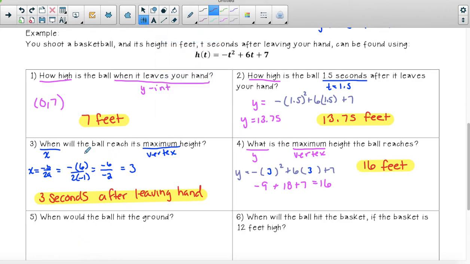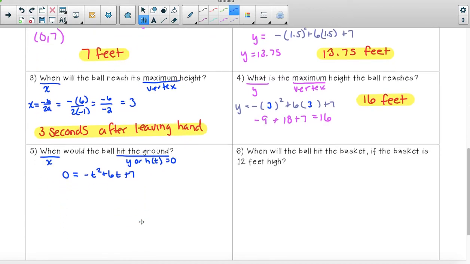Question 5 asks, when, so again that's an x, will the ball hit the ground? So hit the ground, that's the y, or the h of t in this case, is equal to 0. So we want to just set this equal to 0 and factor it. So we're going to take this problem: 0 equals negative t squared plus 6t plus 7. Now we just need to factor this.